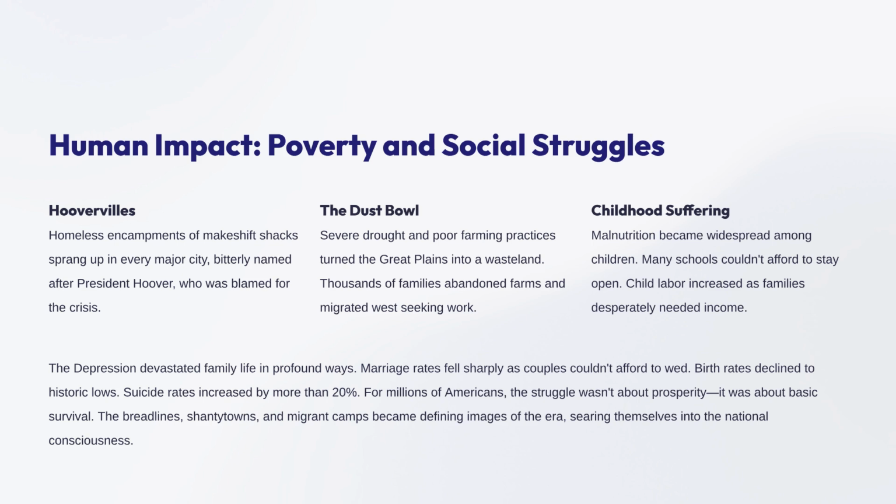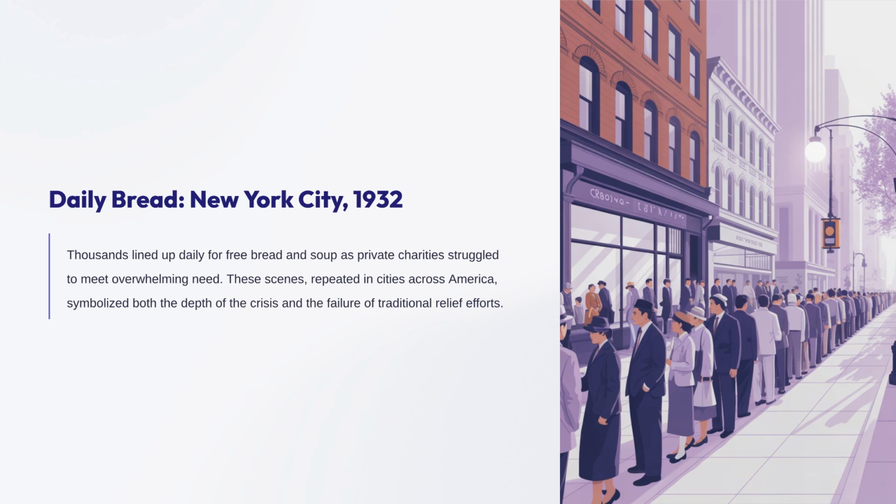The human impact was widespread, marked by, quote, Hoovervilles, homeless encampments named after the president. The Dust Bowl created environmental and economic devastation. Malnutrition became common among children. For millions, the struggle was for basic survival. Scenes like these, thousands lined up daily for free bread and soup, symbolized the failure of traditional relief efforts and the sheer scale of the crisis in America's cities.